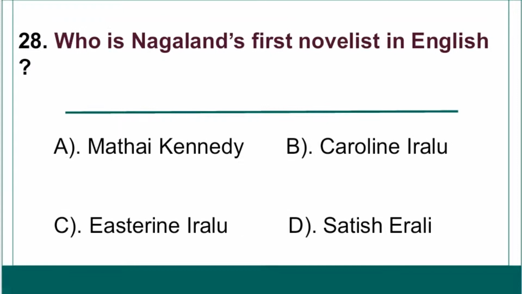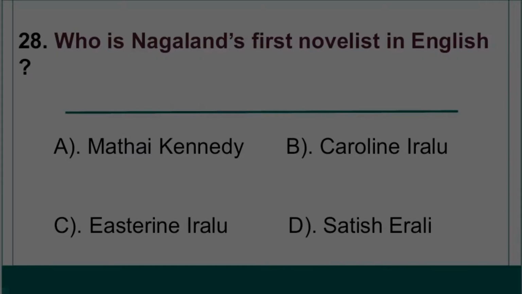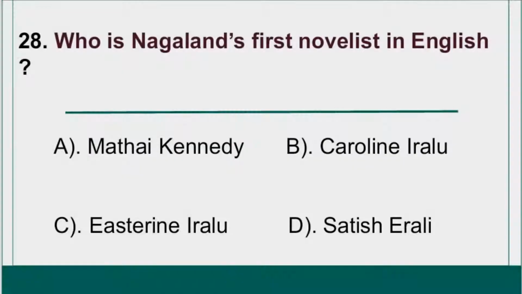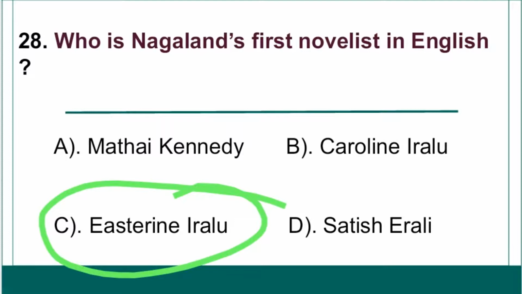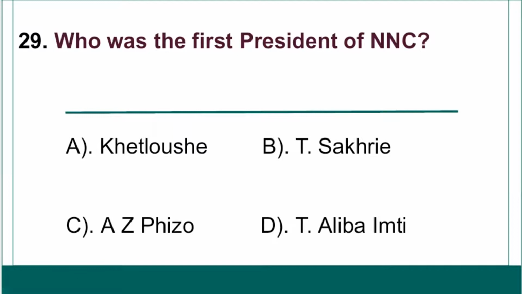And question number 28, who is Nagaland's first novelist in English? The correct answer is option number C. And question number 29, who was the first president of NNC? The correct answer is option number D.